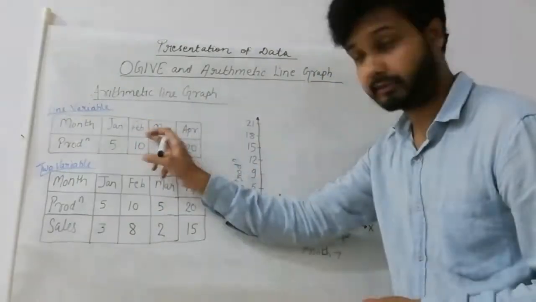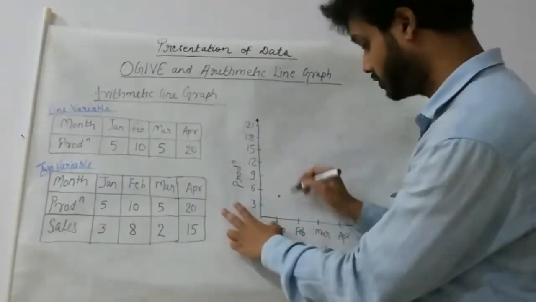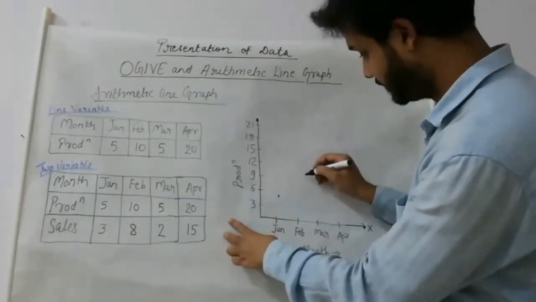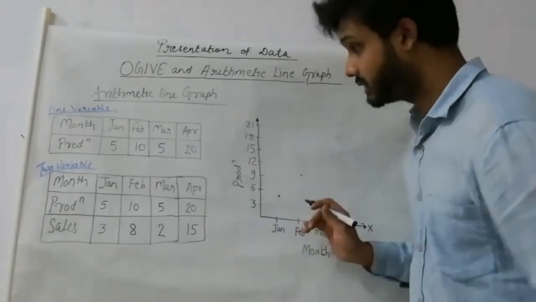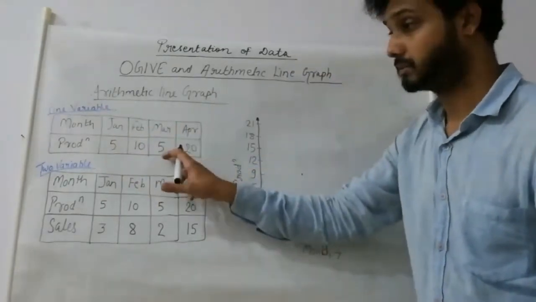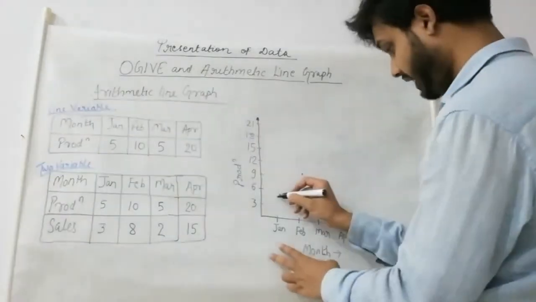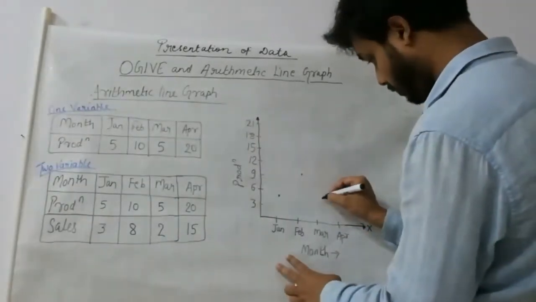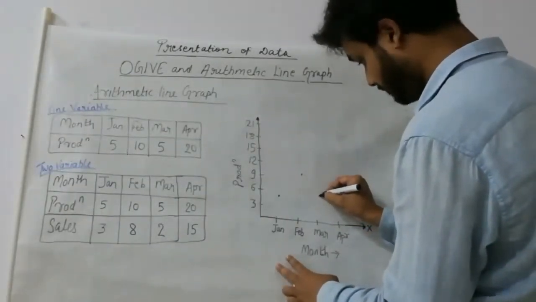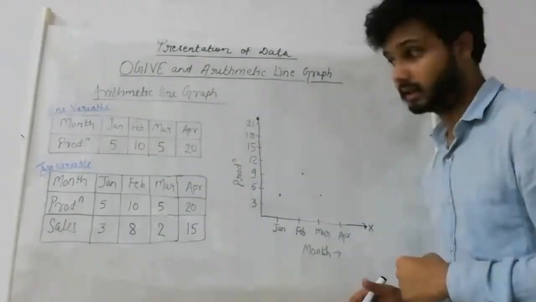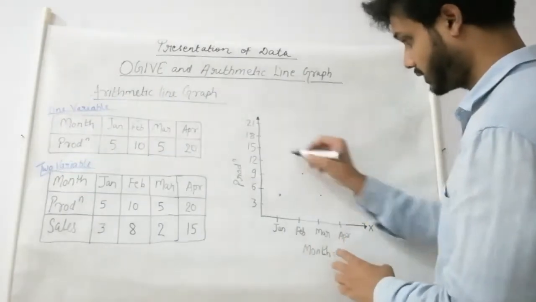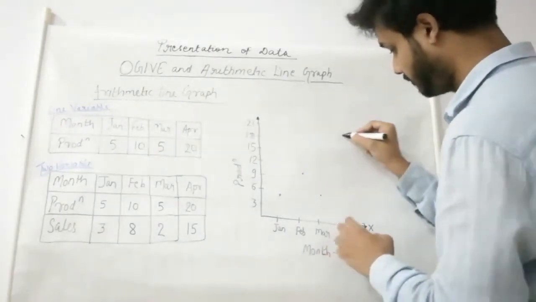Then February, the production is 10. Next is March. In March the production is again 5. So in March the production will be again 5. And last is April. It is 20. The production is 20. So 20 will come somewhat here.